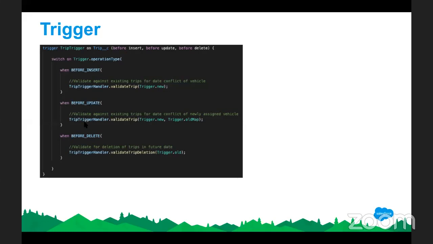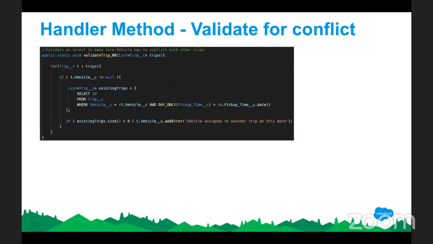Same thing for before update. I am passing two parameters, Trigger.new and Trigger.oldMap. This is because we need to compare new values and old values. You may ask why not Trigger.new and Trigger.old? You can use them, but the best approach is to go with Trigger.oldMap. So for new, use the Trigger.new list, and for the old, use Trigger.oldMap. I will show why. Then delete. It is going to be the old list, the data we are going to delete.